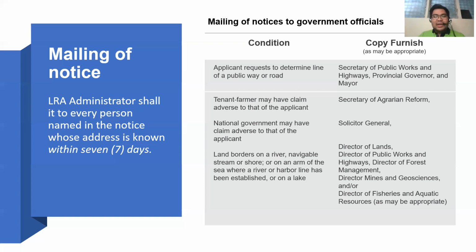If the national government has a claim adverse to that of the applicant, the Solicitor General may be copy furnished. If land borders on a river, navigable stream, or shore, or on an arm of the sea where a river or harbor line has been established, or on a lake, the Director of Lands, Director of Public Works and Highways, Director of Forest Management, Director of Mines and Geosciences, or the Director of Fisheries and Aquatic Resources may be copy furnished as may be appropriate.